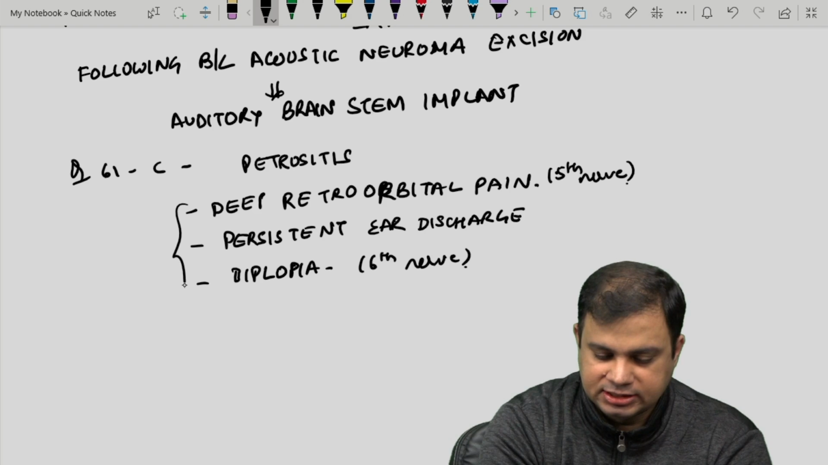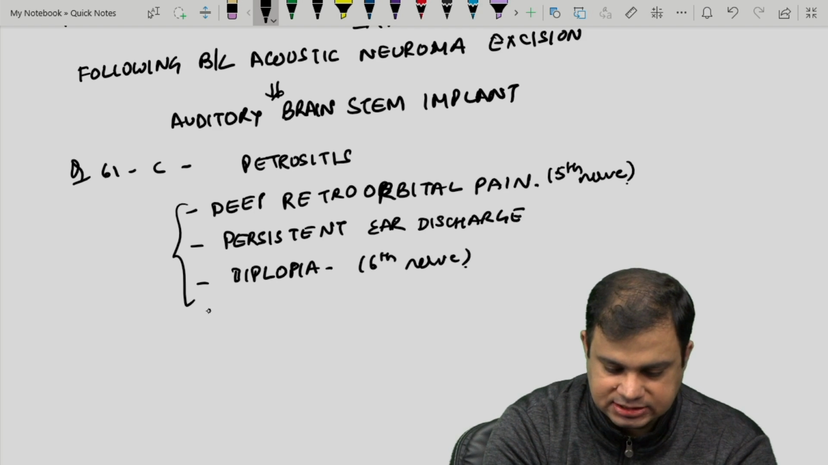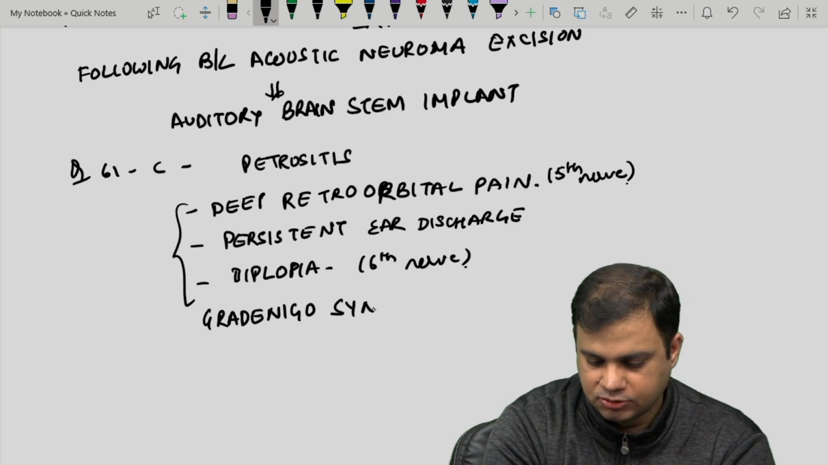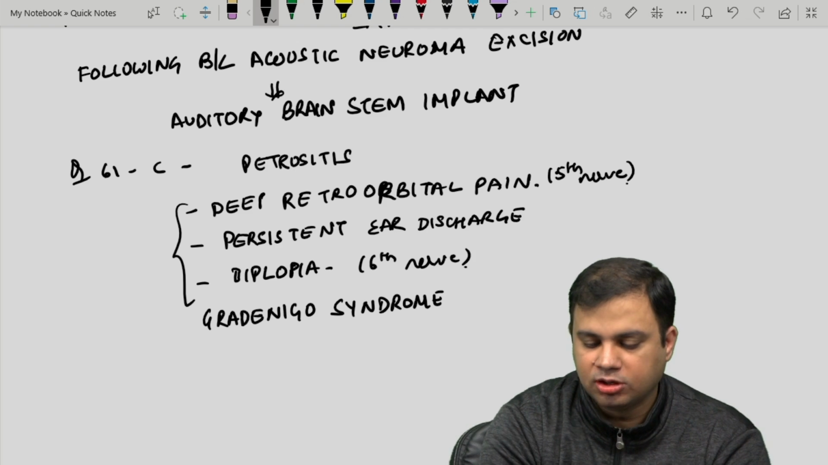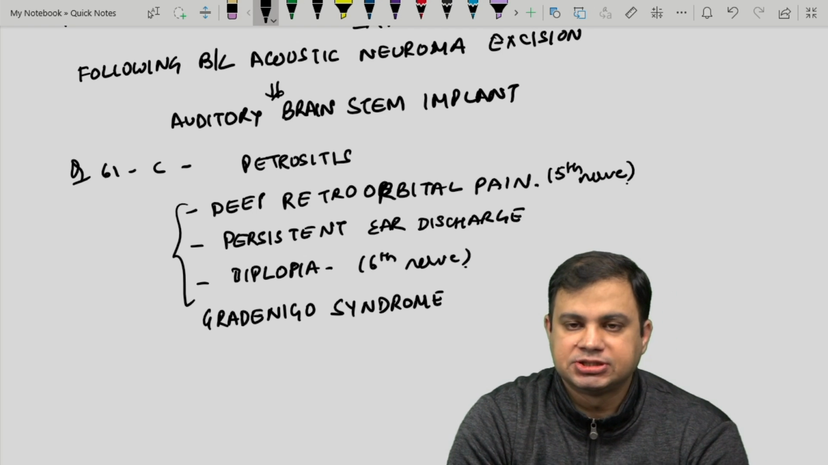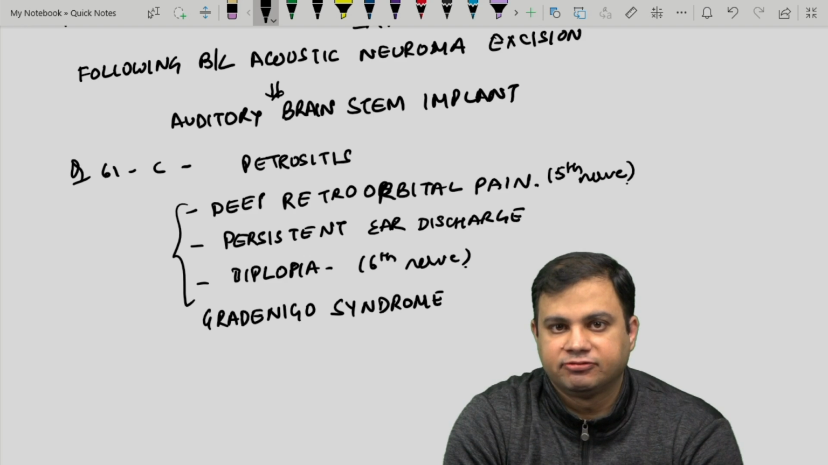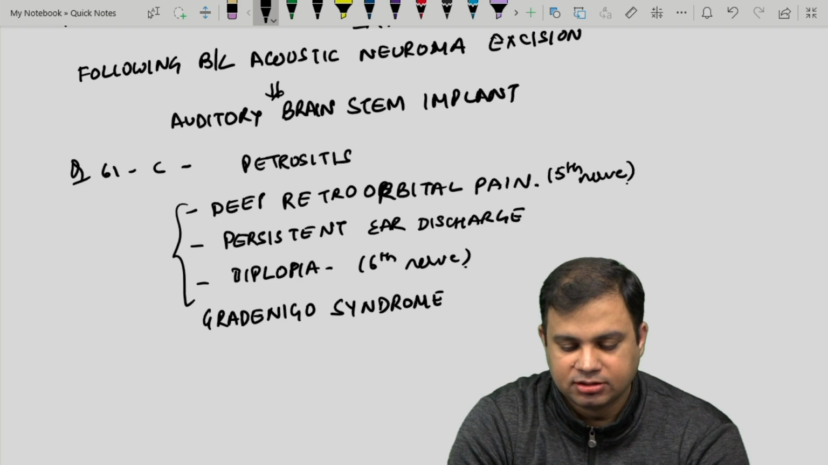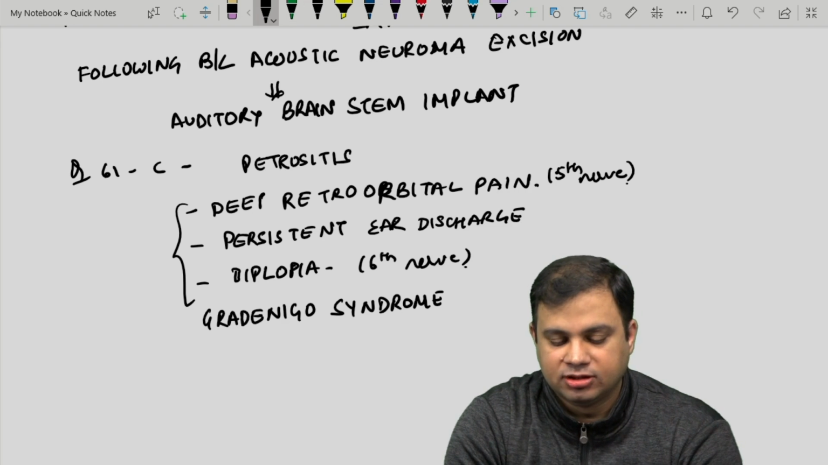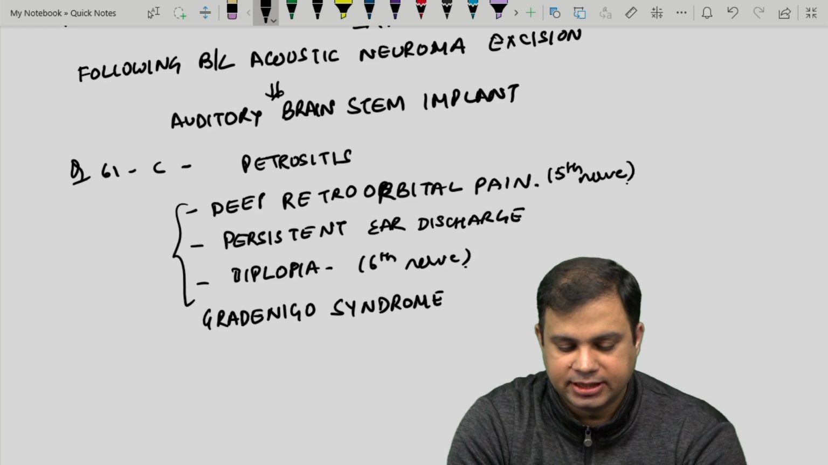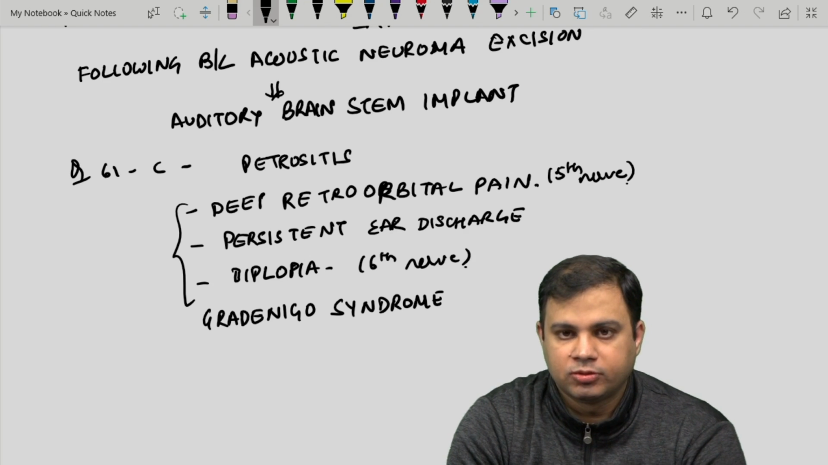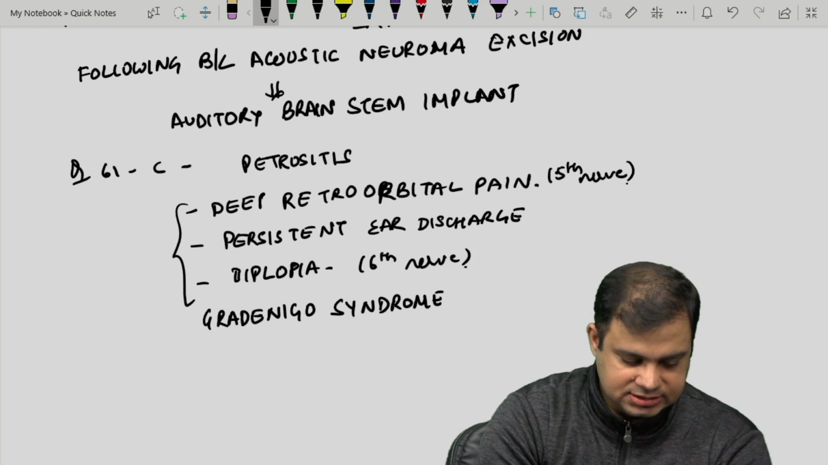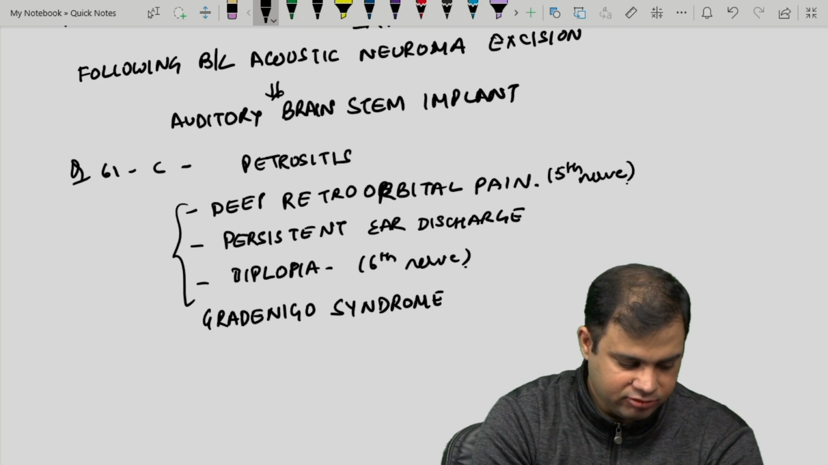So, these three components are also known as Gradenigo syndrome. Though sometimes all the components might not be present, the patient will have the involvement of the fifth and sixth cranial nerve, and a persistent ear discharge, as in this case Mr. Suresh is having. Diplopia is because of the involvement of the lateral rectus, which, as we all know, is supplied by the sixth cranial nerve. Deep retroorbital pain is because of the fifth cranial nerve, and the patient will be having an ear discharge. So, this question is typical of Petrositis.